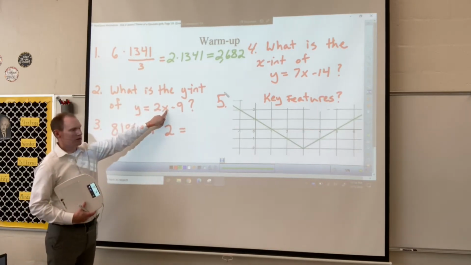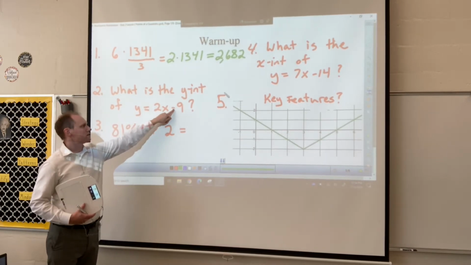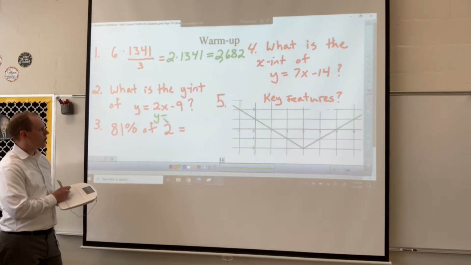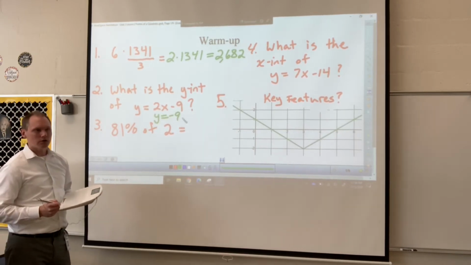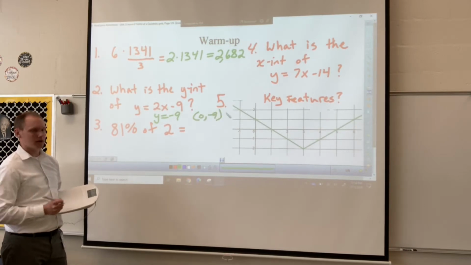So if x is 0, 2 times 0 is 0, 0 minus 9 is minus 9. So when x is 0, y is negative 9. So our y-intercept is (0, negative 9).